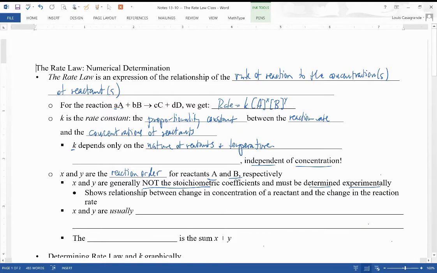Now, x and y are usually integers equal to 0, 1, or 2. Having 3 or 4 is rare, and those stand for 0, first, or second order. That's how we talk about it, 0, first, or second order reactions. We can have half orders sometimes, like 1.5, 2.5. They're uncommon, but they're not unheard of, and we're unlikely to run into them in this class.